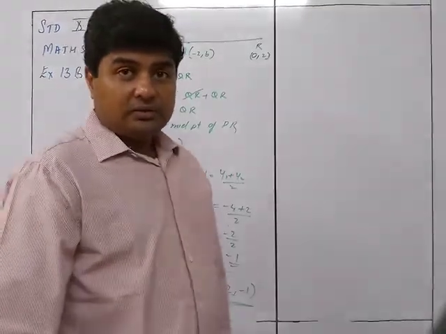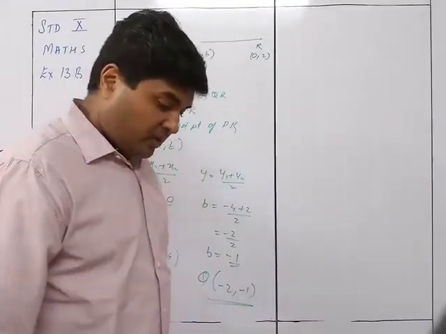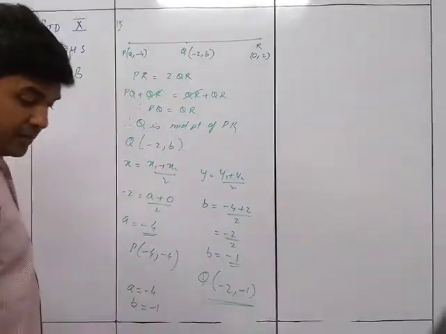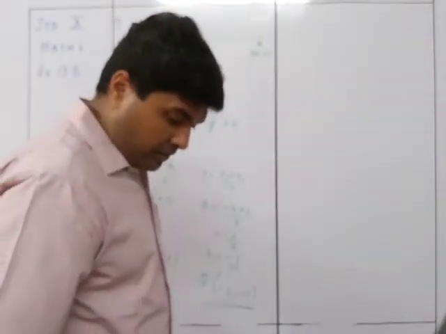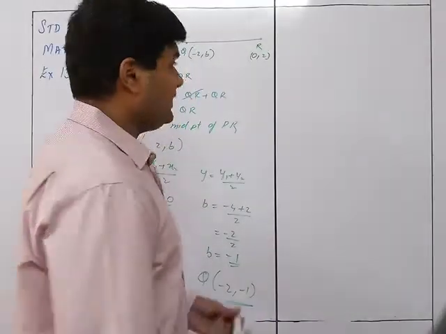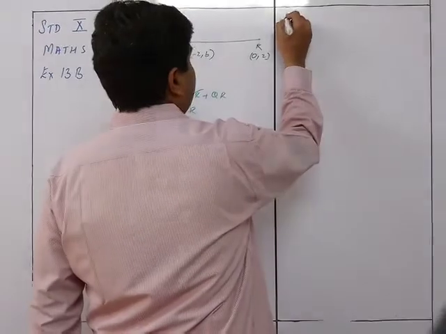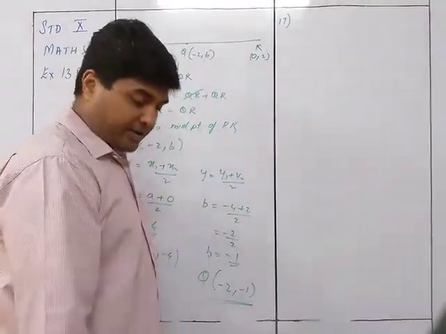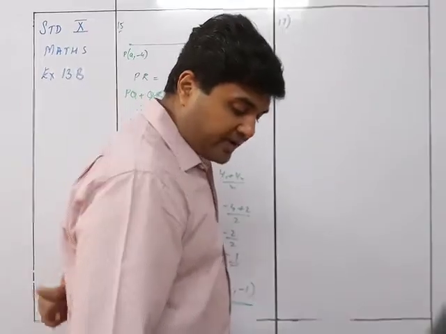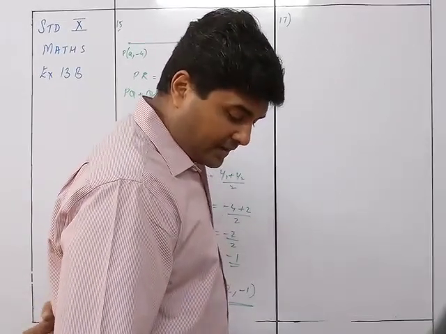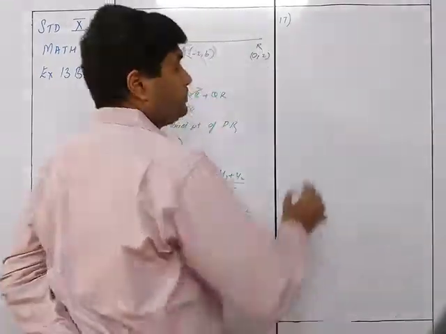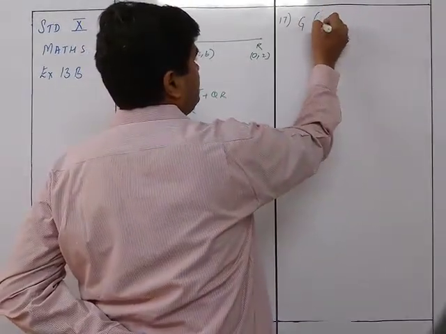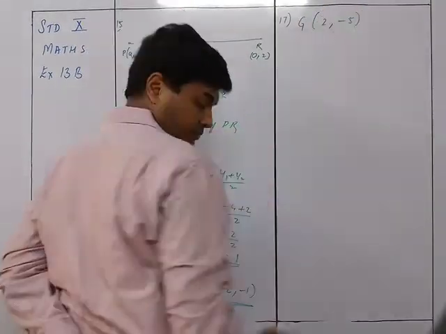Is it clear? So that was sum number 15. Now we move on to sum number 17. A very easy sum as such, because this is based on centroid. The coordinate of the centroid of triangle PQR, so G is given as 2 comma minus 5.